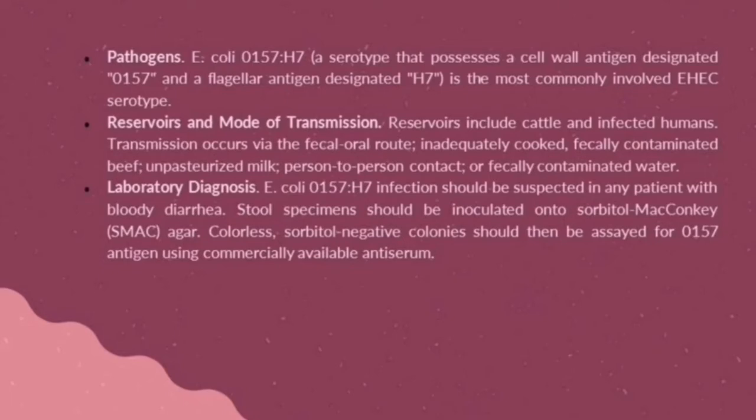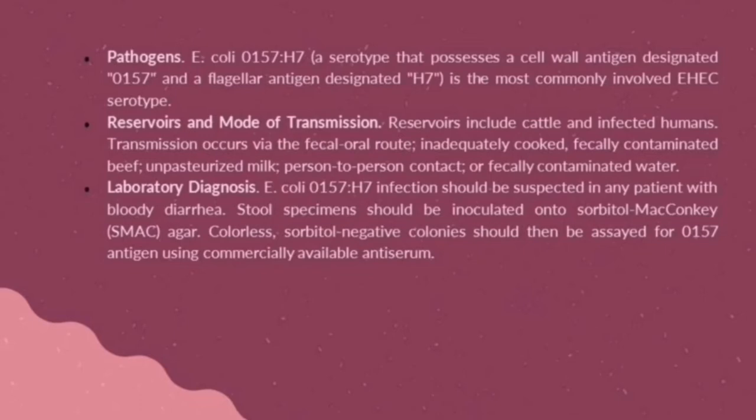Pathogens: E. coli O157:H7, a serotype that possesses a cell wall antigen designated O157 and a flagellar antigen designated H7, is the most commonly involved EHEC serotype. Reservoirs and mode of transmission. Reservoirs include cattle and infected humans. Transmission occurs via the fecal-oral route, inadequately cooked, fecally contaminated beef, unpasteurized milk, person-to-person contact, or fecally contaminated water.